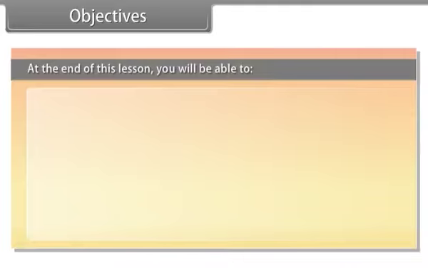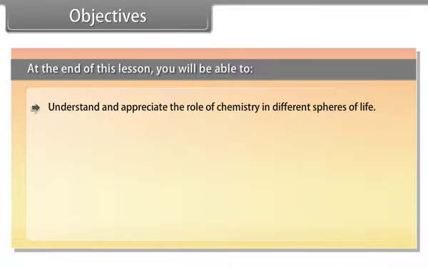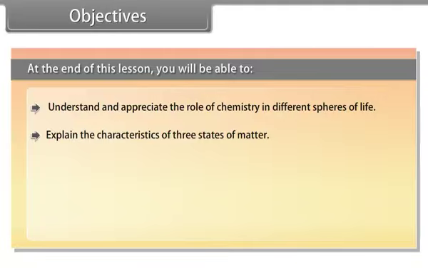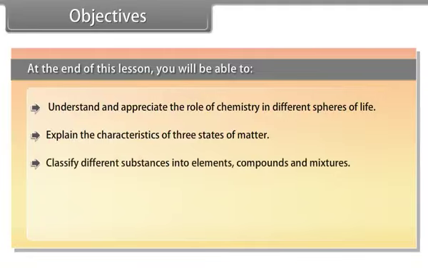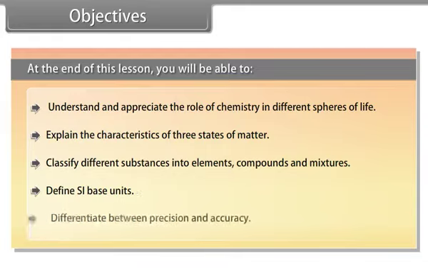Objectives. At the end of this lesson, you will be able to understand and appreciate the role of chemistry in different spheres of life. Explain the characteristics of three states of matter. Classify different substances into elements, compounds, and mixtures. Define SI base units. Differentiate between precision and accuracy.